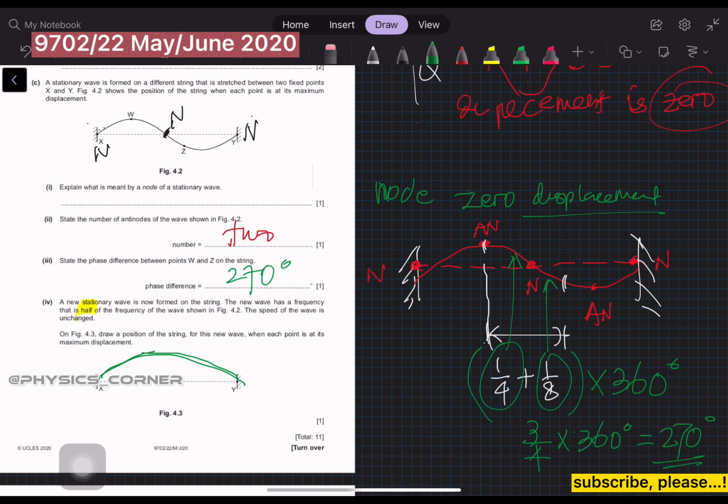Yeah, like this one. They have 2 nodes and 1 antinode. That's it, because the frequency is a half. So it is also a half wavelength.